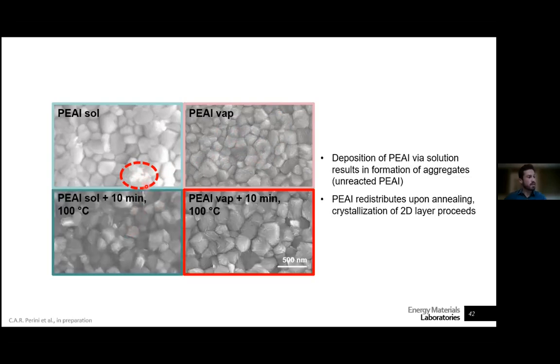Annealing results in a reorganization of the structure. The signatures of phenethylammonium iodide aggregates disappear, and we see the formation of an overlayer, which partially masks the underlying structure and morphology of the perovskite film. Whereas in the vapor film, we seem to have an improvement in crystallinity, but we still clearly observe the underlying structure of the 3D bulk.